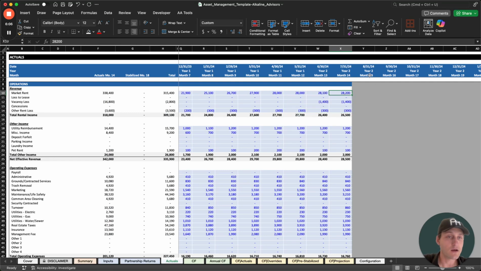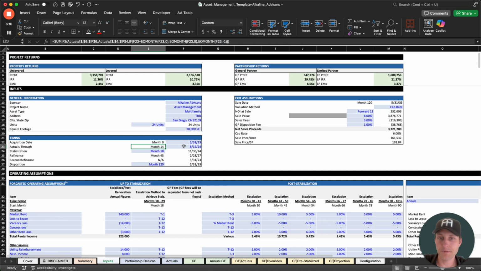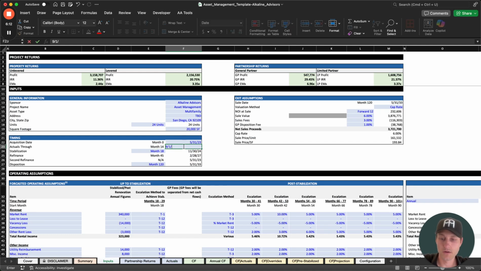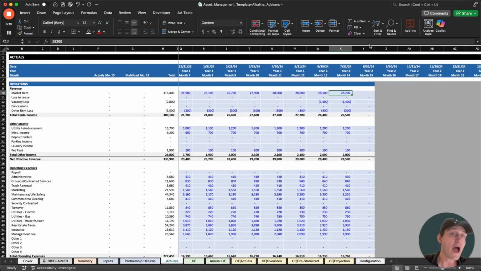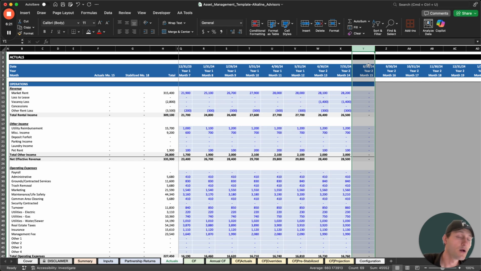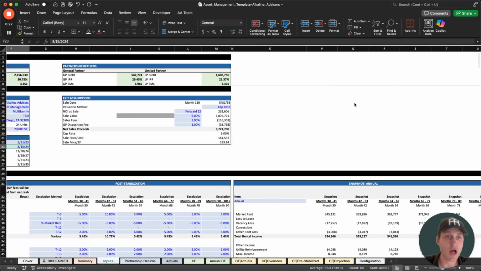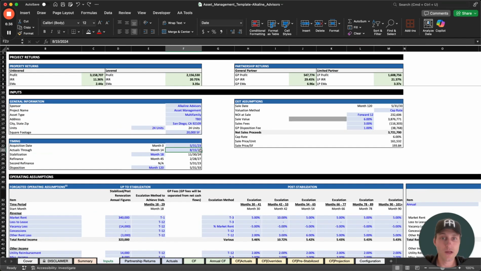If we say we have actuals through month 15, we can go back to the Inputs tab and say we have actuals through, let's say, September of 24, and we go back to the Actuals tab. Well, now we're able to populate what happened in August. But in this scenario, we're going to say we only have information through the end of July, so we're going to run with that. The model calculates at the end of each monthly period.